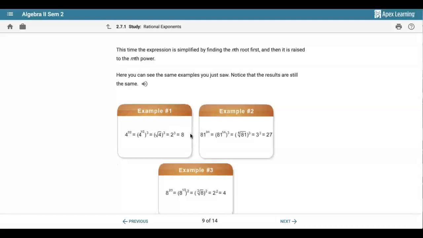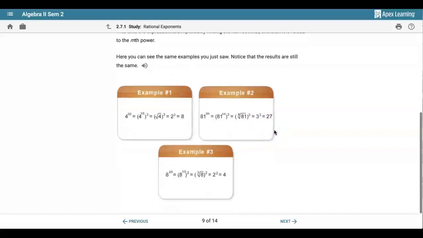So we can do the power first, or we can take our radical first. It's whatever's going to be easiest for you, or whatever works out based on the numbers we have. If we have 81 to the 3/4, I can easily take the 4th root of 81, which gets us down to 3. Then I'm left with 3 cubed, which gives me 27. Same thing with 8 to the 2/3: taking the 3rd root of 8 gives me 2, and then 2 squared gives me 4.